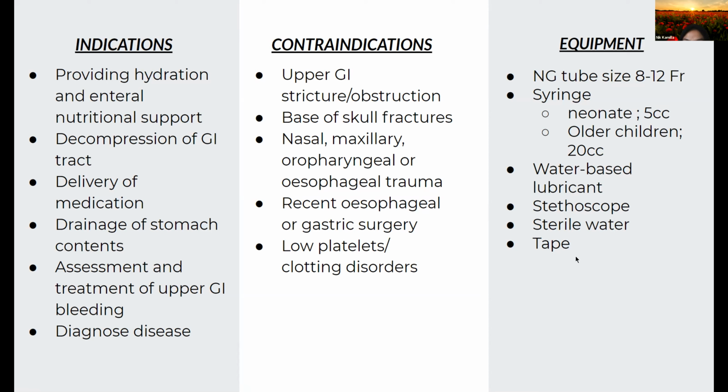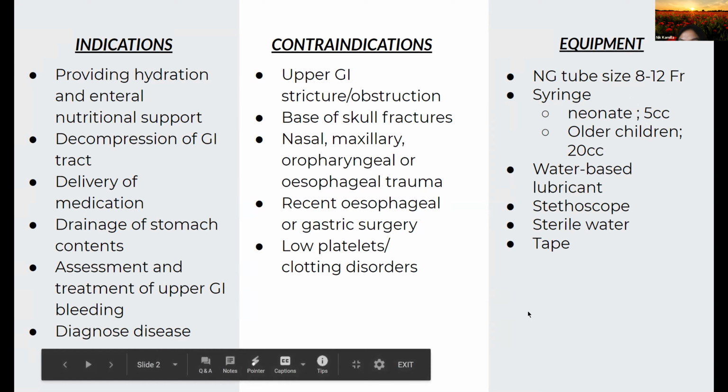And then for the equipment needed for nasogastric intubation, we need the NG tube, nasogastric tube, sizes ranging from 8 to 12 French. The size of the tube varies depending on the patient's age. And then we also need a syringe. For neonates, we can use the 5cc syringe, whereas for older children, we use the 20cc syringe. And then we need water-based lubricant, stethoscope, sterile water, and lastly tape.